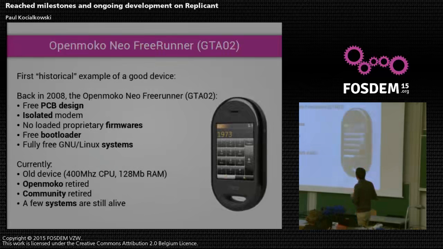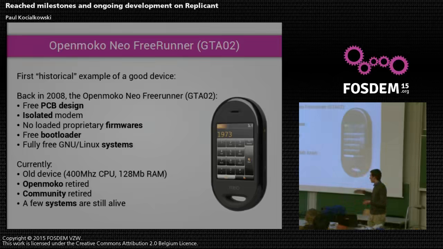So really quickly, the Open Moco Freerunner. That was the first historical example of a good device. It had free PCB design and isolated modem, no loaded non-free firmwares, but obviously still non-free firmwares running inside the chips that were pre-installed. You can say it's firmwares, you can say it's equivalent to circuitry. You decide. Right. So it had free bootloader, free system and all, but it's kind of old. It's only 400 megahertz, 128 megabytes of RAM. That's low end and that's kind of slow.